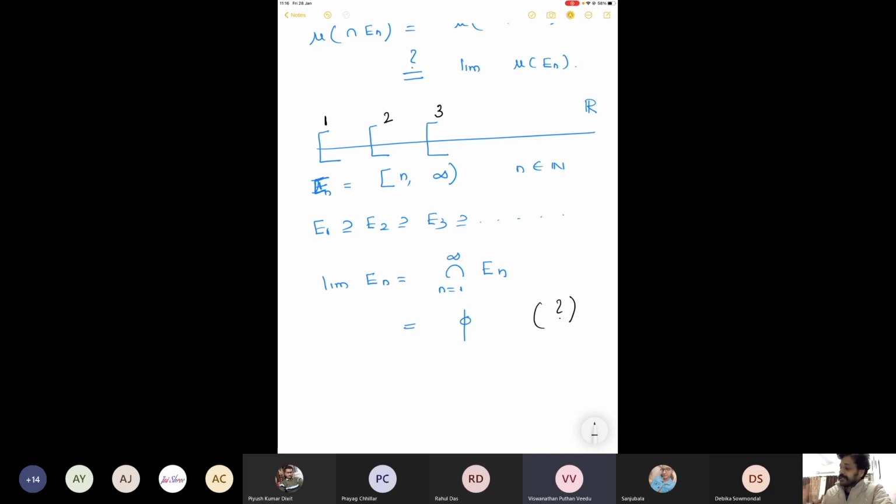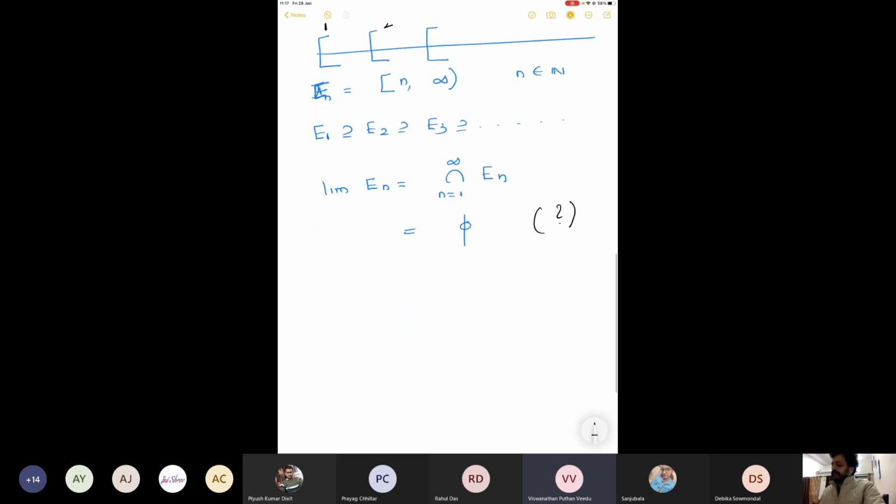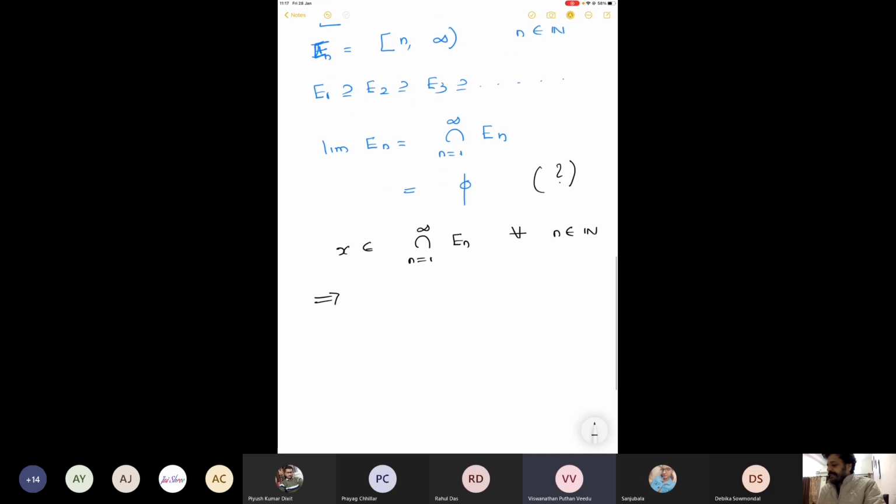Okay. That is intuition. But now how do you prove that it is equal to the null set? Suppose x is in the intersection n equal to 1 to infinity of En. For all n, suppose there is a point. That will imply x is in En. I told you, you can try to apply the Archimedean property. x belongs to En for all n.